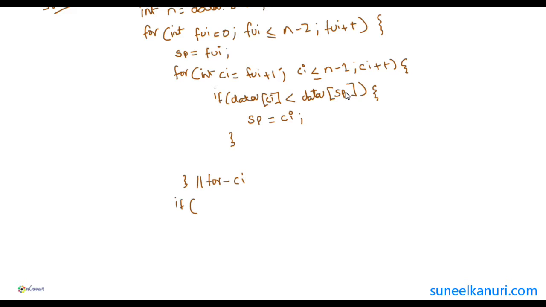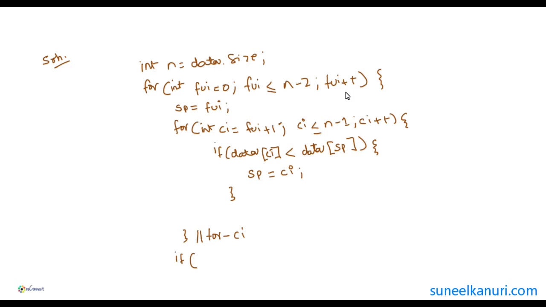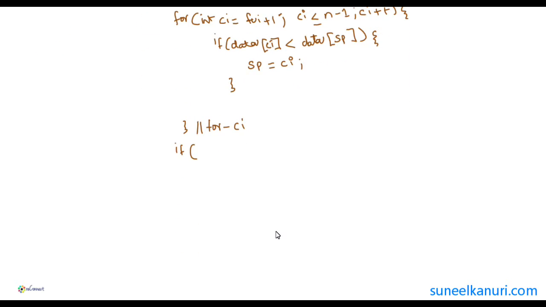So let me initialize SP outside. Let's call it int SP is equal to 0 or whatever, and we are going to see if FUI is any different than whatever SP is pointing to, and if it is, then we do a swap. To do a swap, you need a temporary variable. We can declare a temporary variable here, or we can declare one outside, but whatever.